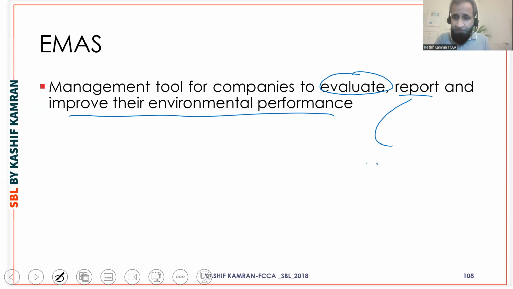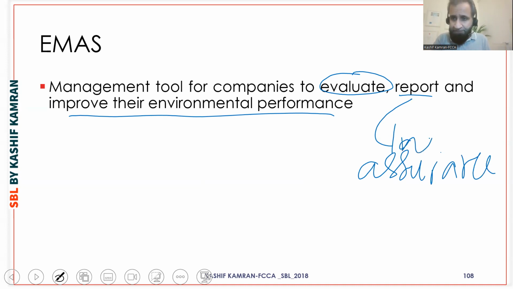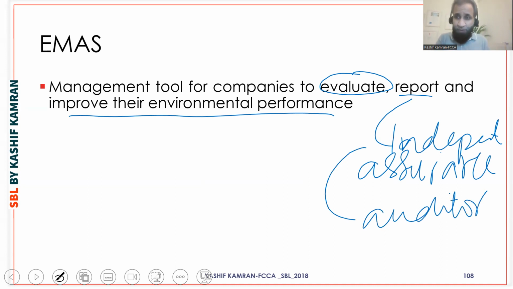For the report, you need an assurance. You need someone independent to review it. And that's where the role of the auditor comes in. So that's where the audit scheme comes in. Evaluate, report, and improve. Those are the three critical terms here.